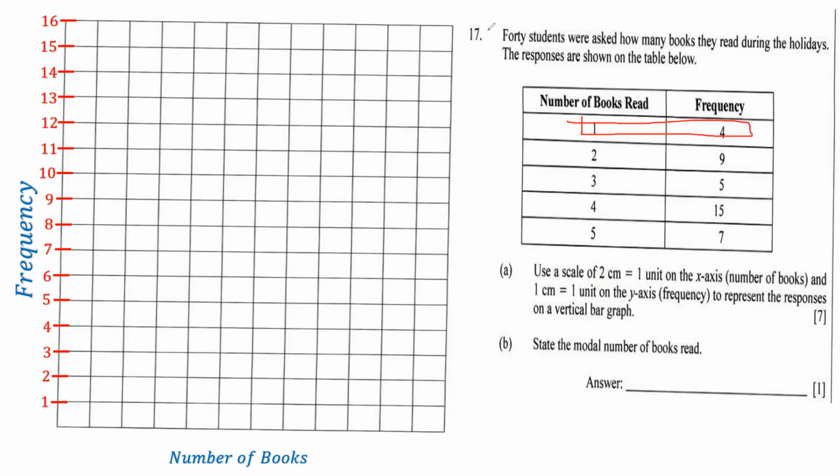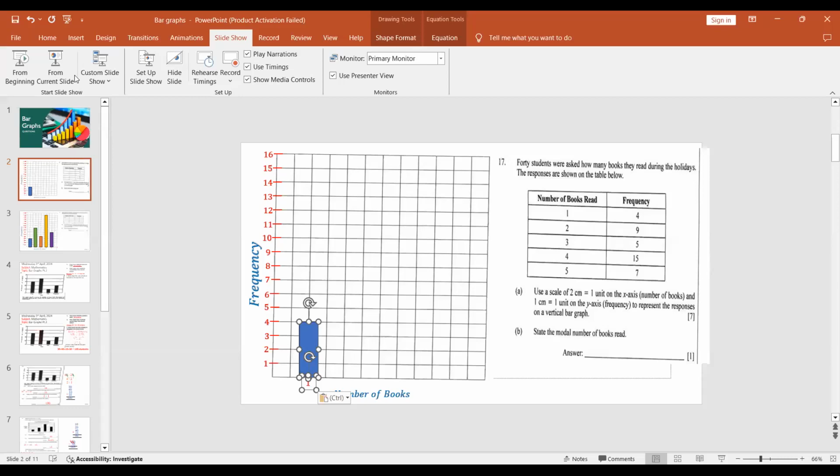So we're gonna represent that on the bar graph, right? 4 students read 1 book. All right. So let's do that. Let's represent that. Again, 4 students read 1 book. So let's represent that on the bar graph.